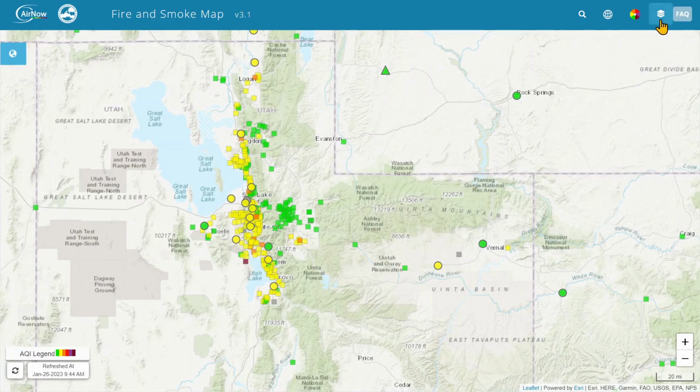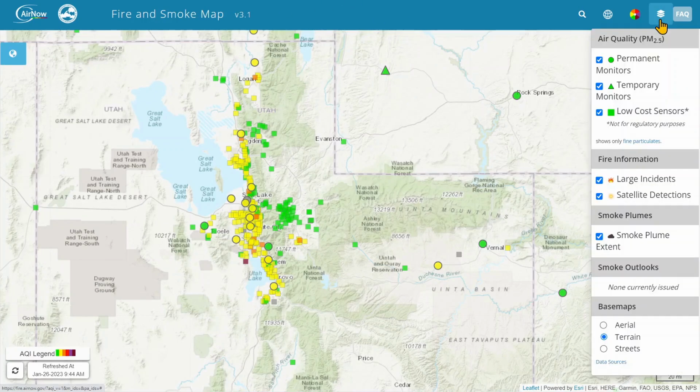So what we've got are both temporary monitors represented by the triangles, permanent monitors represented by the circles, as well as low-cost sensors represented by the little squares here. It also includes large incidents if those have been populated through the Irwin system and satellite detections of heat, which is sort of like MODIS and VIIRS if you've ever looked at those products. And lastly, a smoke plume extent.